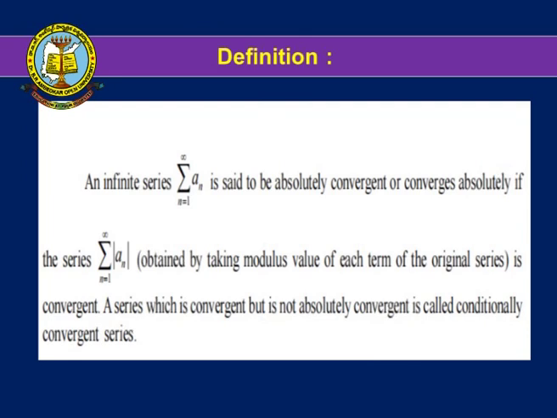If it is not convergent, then it is not absolutely convergent. So it is called conditionally convergent, we can conclude. Now every absolutely convergent series is convergent. That is Theorem 5.